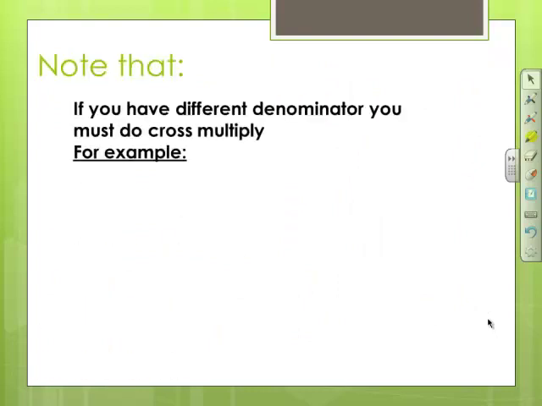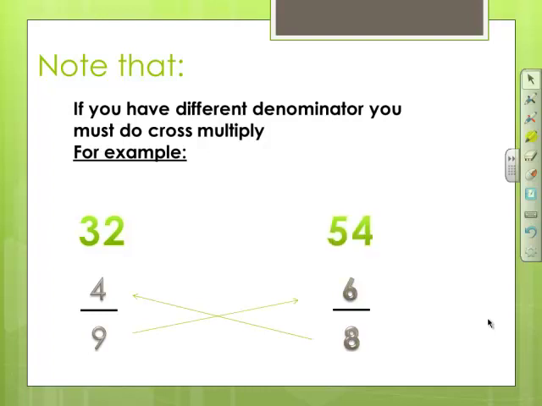If you have a different denominator, you must cross multiply. Let's do an example. We have 4/9 and 6/8. We will cross multiply 8 times 4. 8 times 4 equals 32. Write 32 up. And we will cross multiply 9 times 6. 9 times 6 equals 54. So 54 is more than 32. So yes, the fraction 6/8 is more than the fraction 4/9.